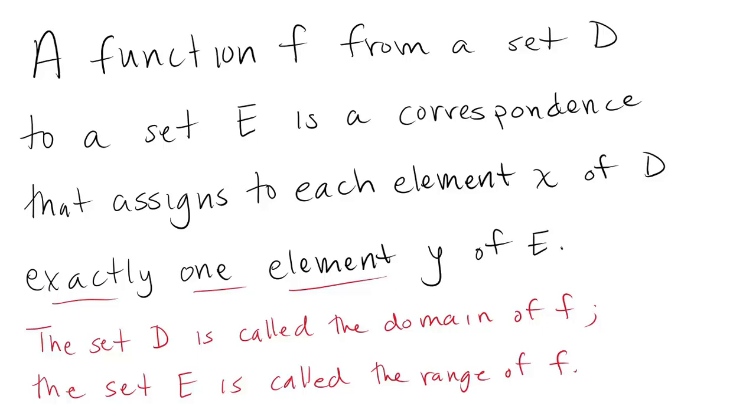Rather than saying first set, second set, we have names for these things. The set D that you're starting from is called the domain of the function, and the set E that you're mapping to is called the range of the function. So the correspondence is set up so that each element of the domain has exactly one element in the range that it corresponds to. We have a notation for this correspondence, for how that assignment's been made.